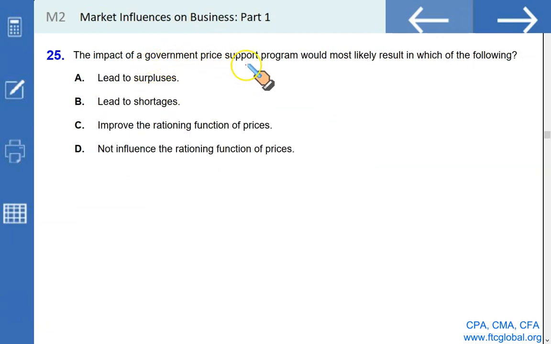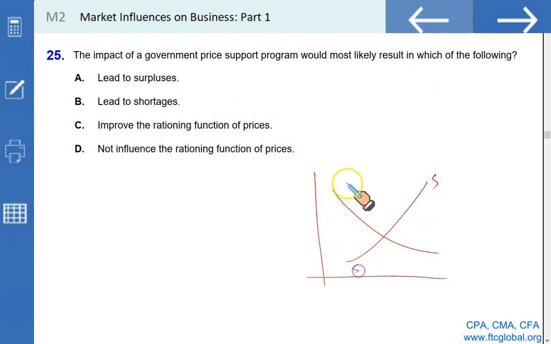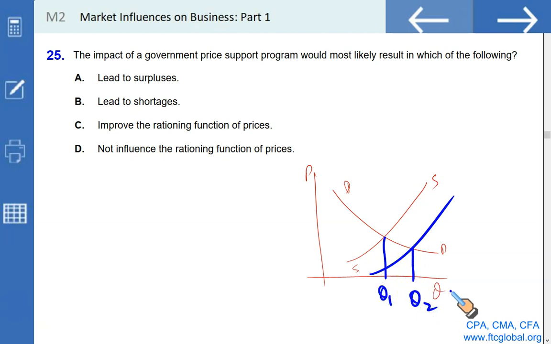The impact of a government price support program would most likely result in which of the following situations? Let us first see, this is the demand curve, this is the supply curve, S, D, quantity and price. If the government gives a subsidy, that means the suppliers can supply more, right? If this was the original quantity produced, now there will be more quantity. It would lead not to shortage, rather it would lead to surpluses. So that makes A the correct option.